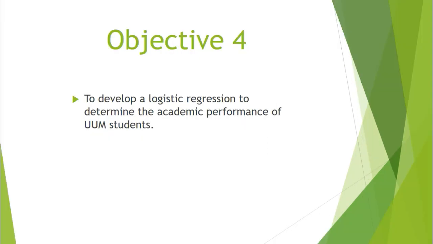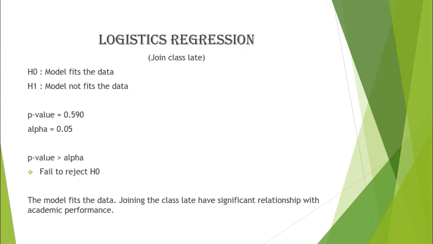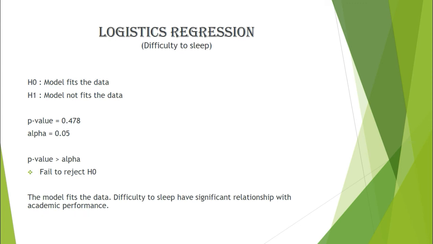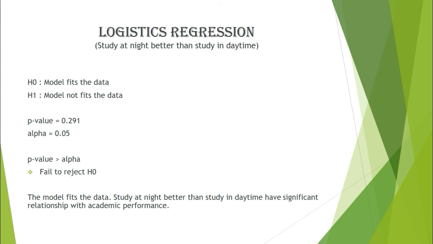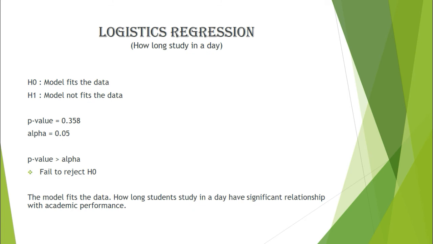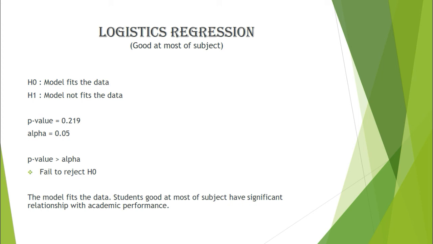The last objective for this research is to develop a logistic regression to determine the academic performance of UUN students. The first one that we run using logistic regression is between joining class late and the academic performance. The H0 and H1 for all the independent variables in this objective are the same, which is H0: the model fits the data, and H1: the model does not fit the data.